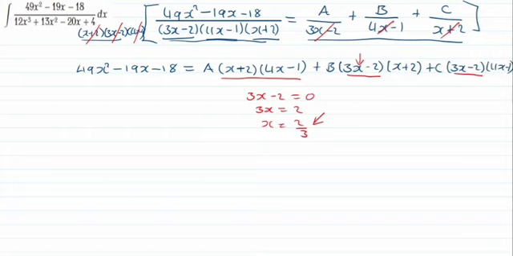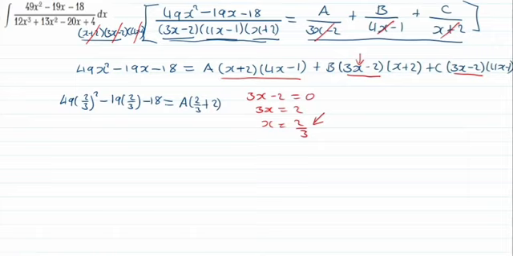Doing that, we're going to have 49 multiplied by 2 over 3 squared minus 19 multiplied by 2 over 3, then minus 18. This should equal A multiplied by, where there's x, we'll put 2 over 3. So we have 2 over 3 plus 2 multiplied by 4.